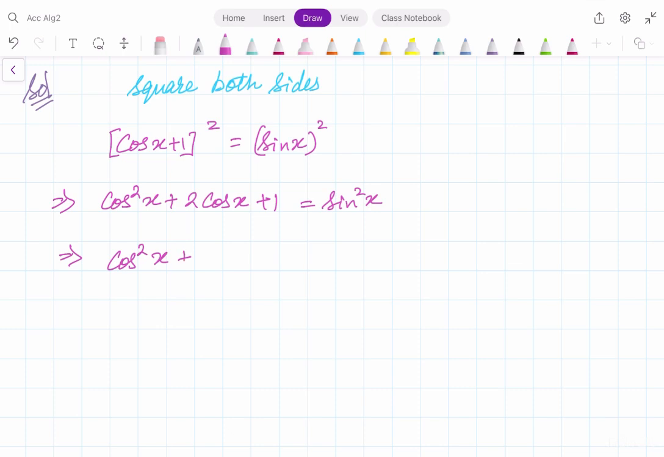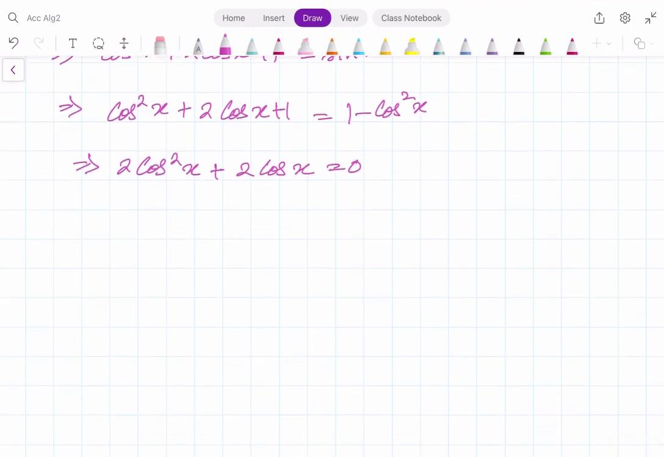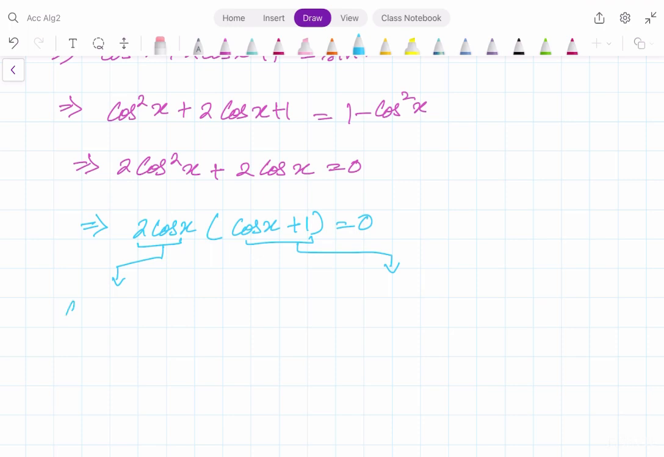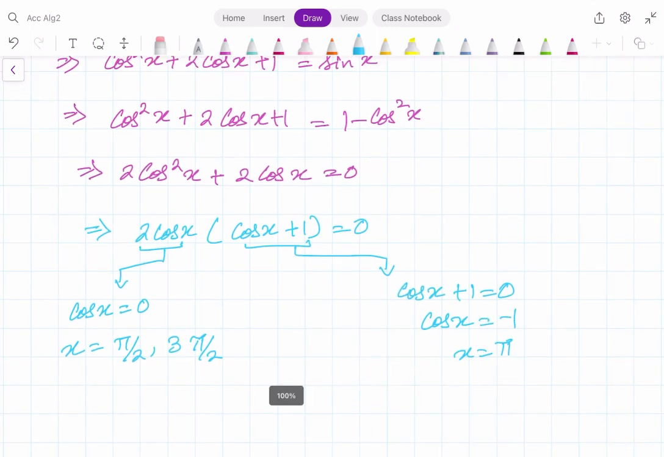And let's rewrite everything in terms of cos. So sin squared x can be written as 1 minus cos squared x. Now it is time to combine the like terms, which will give you 2 cos squared x plus 2 cos x is equal to 1. Factor out 2 and cos x. So 2 cos x in the brackets, we will get cos x plus 1 is equal to 0. One by one, we will put them equal to 0 and we will try to figure out the angles. So cos x is 0 at pi half and 3 pi half. Cos x is negative 1 at pi. Now we got these three angles.